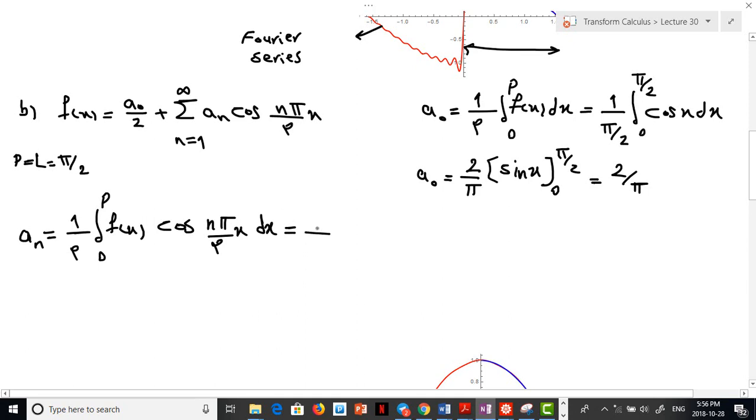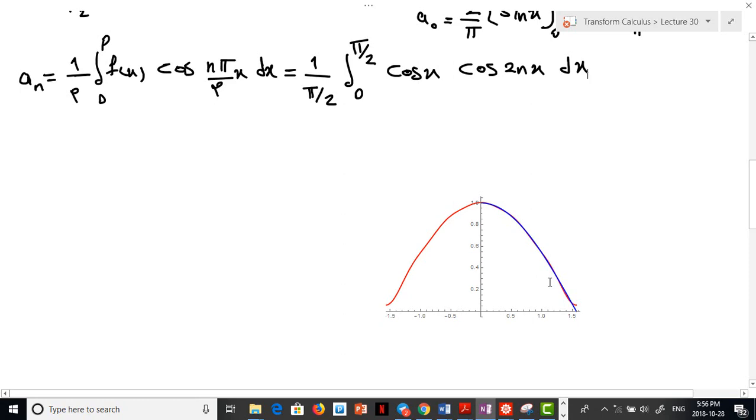So it's 1 over pi over 2, the integral from 0 to pi over 2. f(x) is cosine x times cosine n pi over p. So p is pi over 2, so it's cosine 2nx dx. You can easily find this integral as well. If you find this integral, now you have a0, you have a_n.